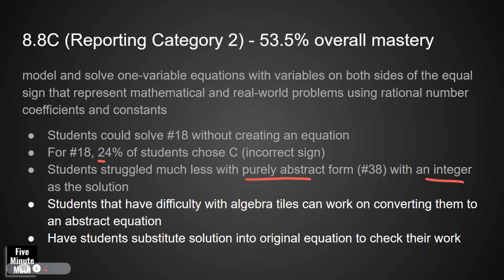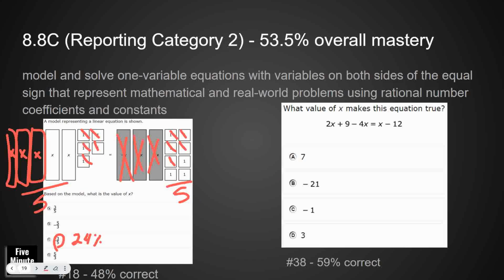So if students have difficulty with algebra tiles like I did originally, convert them just straight into an abstract equation. For some students, that makes more sense. If not, we can help them work through how to use algebra tiles. And then I did not do it in either situation, but hopefully our students, if they're not sure, could substitute the solution back into the original equation, right? So you just take your 3/5, put it back in there, take your 7, put it back in there, substitute it, and make sure it works.